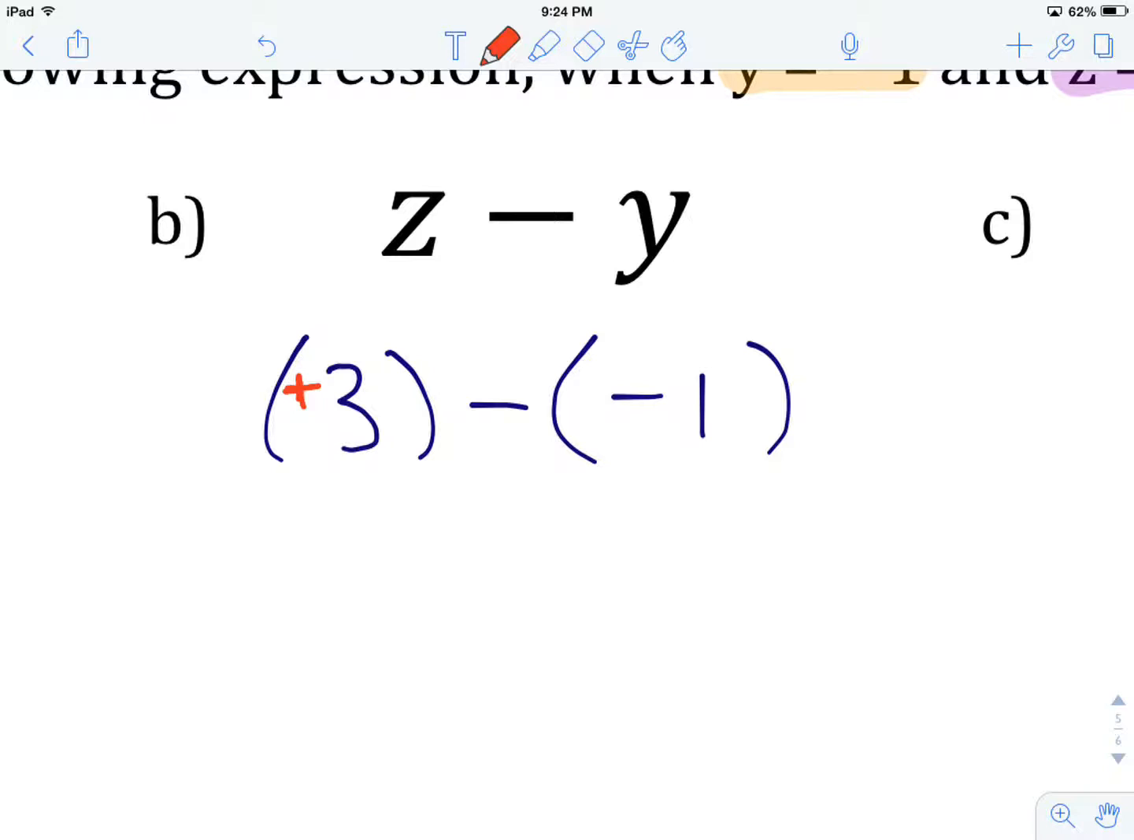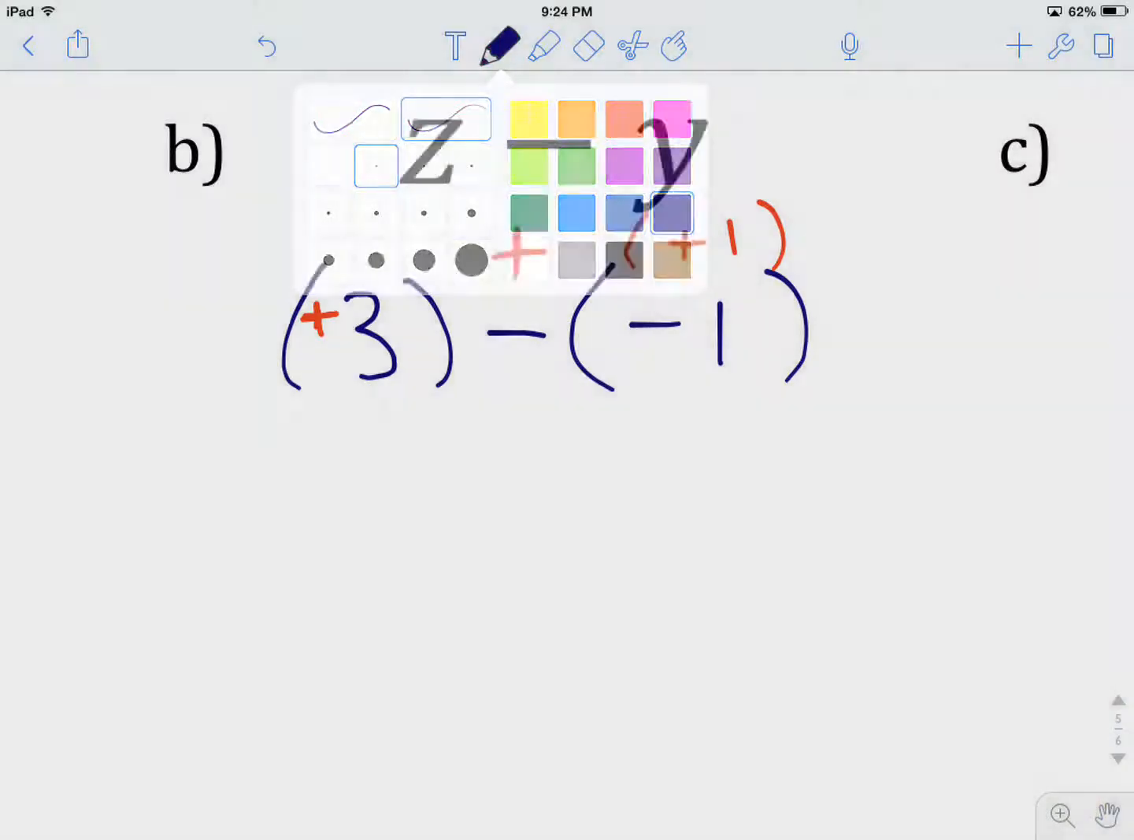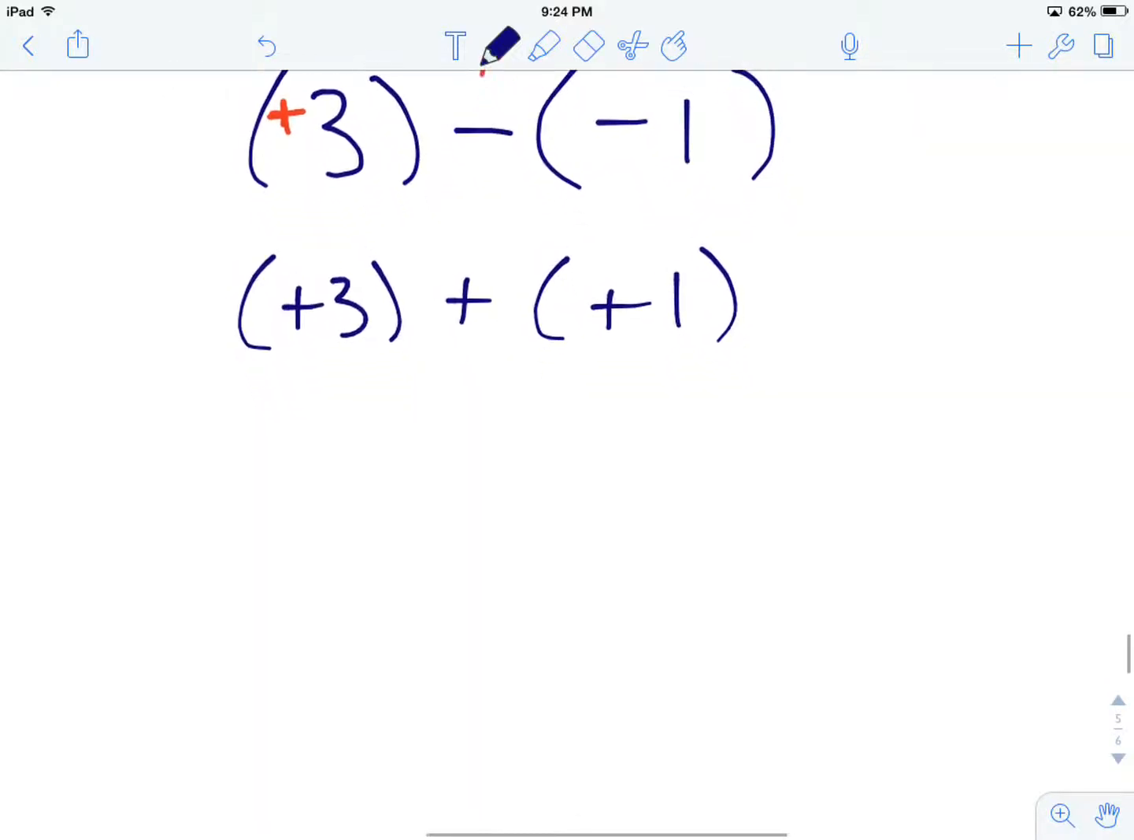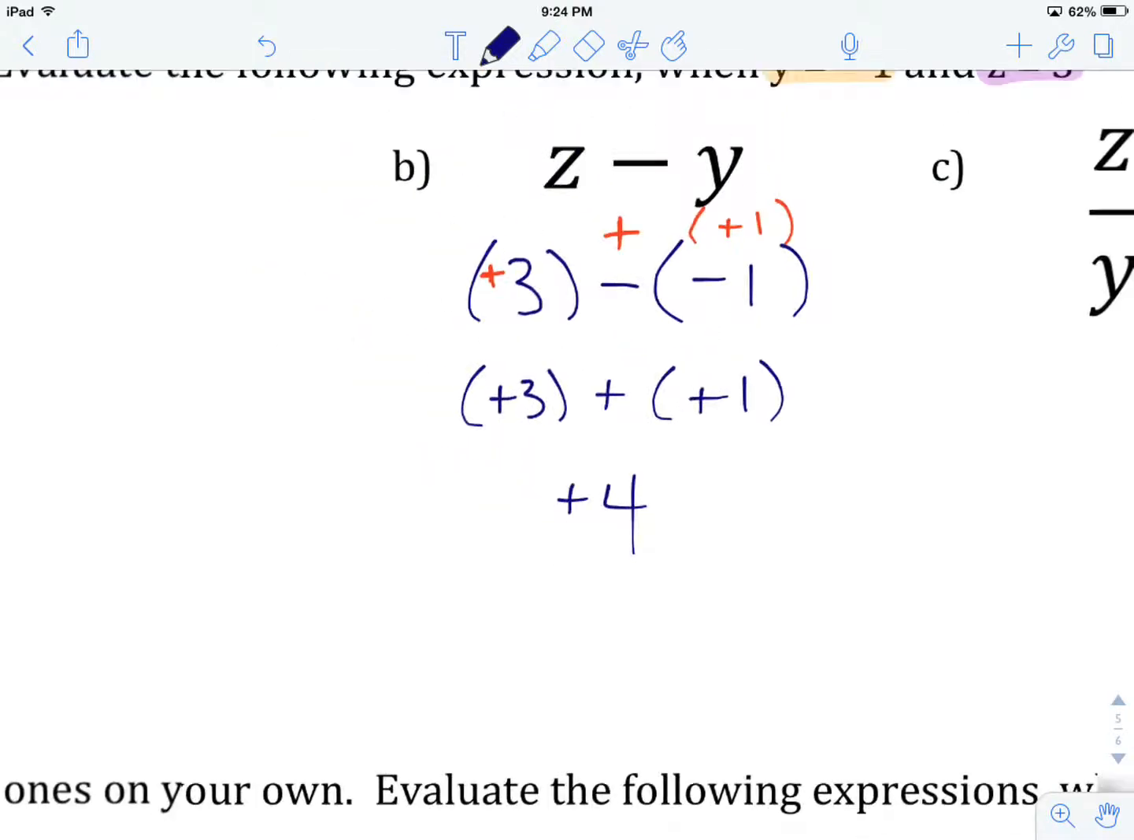And when we're combining integers, again, I don't want to have this subtraction here. I want to replace that with a positive sign. But to do that, I have to change the sign of the integer that follows. So I actually have, and I'll do a little rewrite here just for clarity, +3 plus +1. I'm going to combine these integers. They have the same sign, so I'm just going to add them together. That's going to give me a +4, or you can just write 4 if you like.